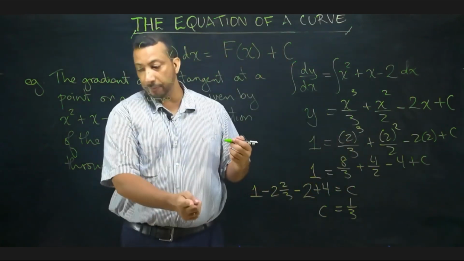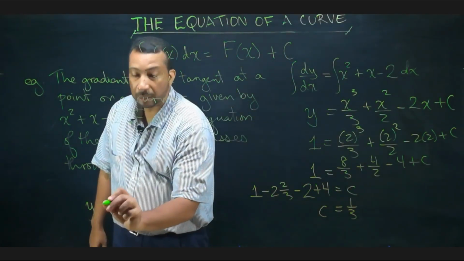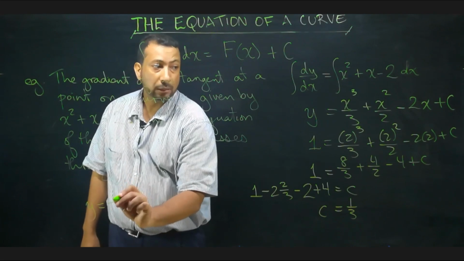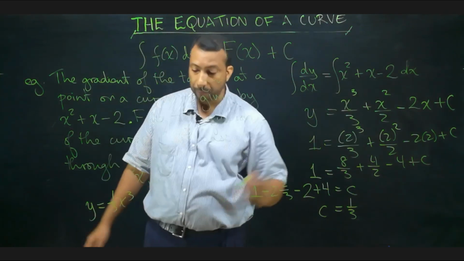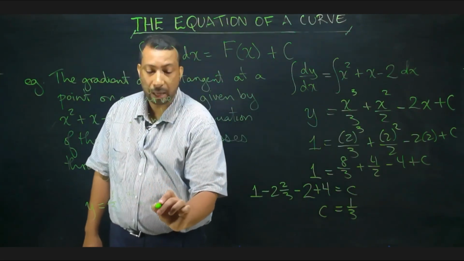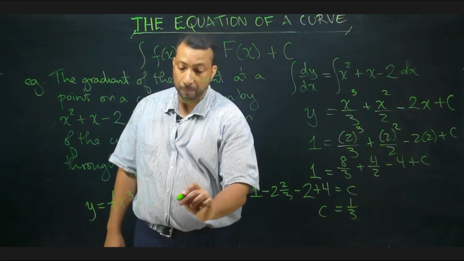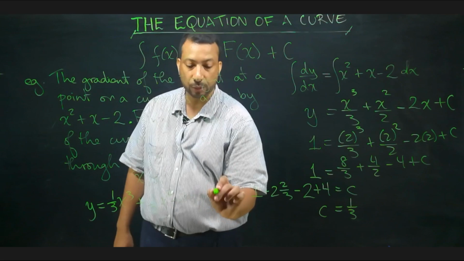Therefore, the answer to the problem is y equals 1/3 x cubed, in other words, x cubed over 3 plus 1/2 x squared minus 2x plus 1/3.